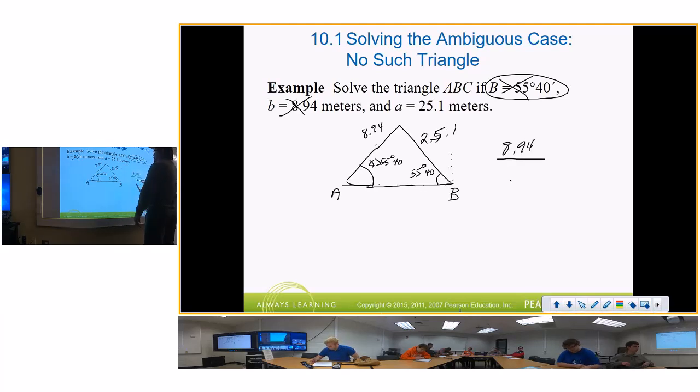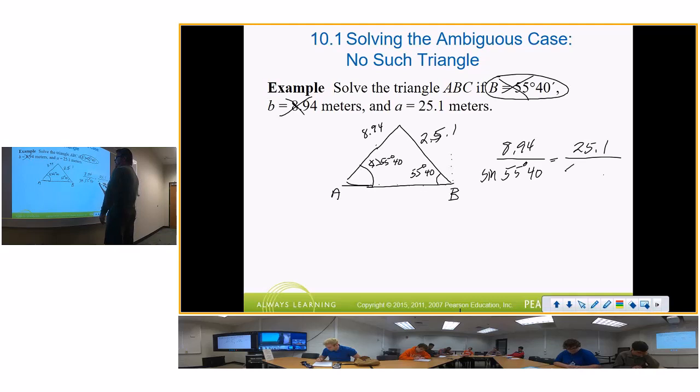8.94 over sine of 55°40' is equal to, and we've got 25.1 over sine of what? A. Oh my gosh, we're going to have to use some algebra. All right, go to it.